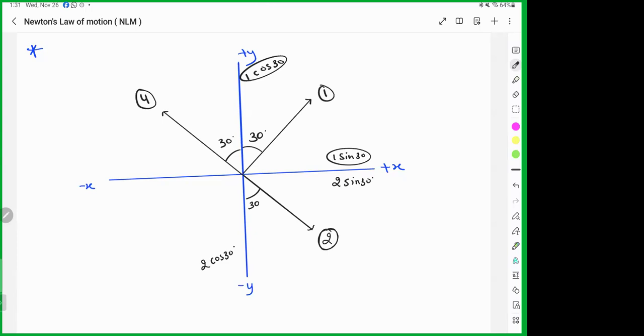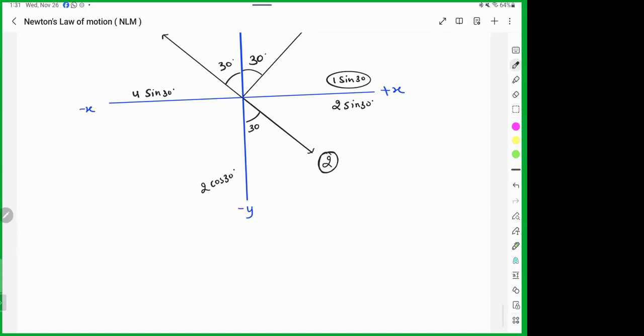Understood? Yes, sir. Third, if this is 30, here it will be 4 cos 30, and this is 4 sine 30. Yes or no? You have three forces. Every force will have two components, like a cos and sine. If the line is present along the theta, cos is opposite to sine. Any doubt, guys? It is saying that the net force should be present only in the y-axis. No force should be present in the x-axis.